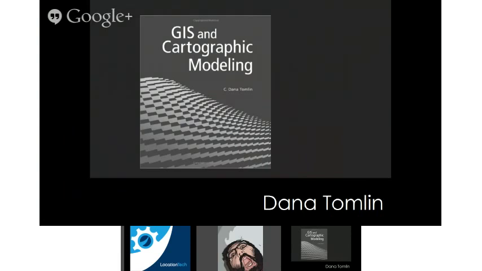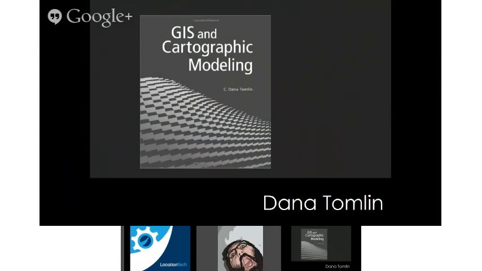My introduction to this was via a professor at Penn, Dana Tomlin, who had written a book based on his PhD thesis called GIS and Cartographic Modeling. Dana Tomlin turned this into a book in the 1980s, and then just last year re-released this with Esri Press. Many people refer to what he developed not as cartographic modeling, but as map algebra, and I was enamored with this. It was a very powerful way to think about combining different kinds of geographic data, and map algebra gave a framework for doing that.